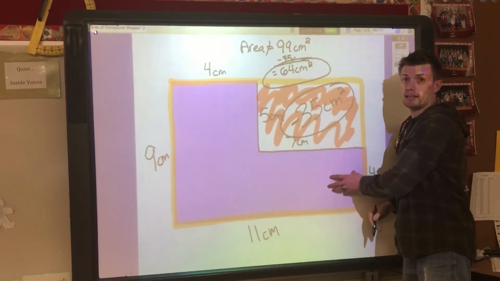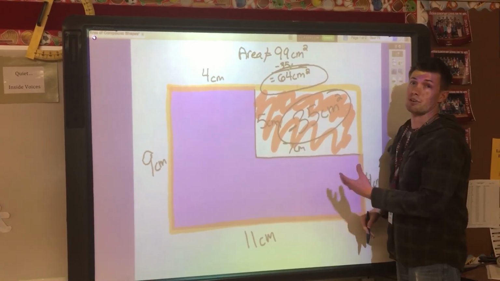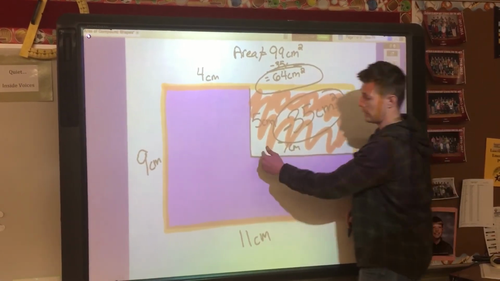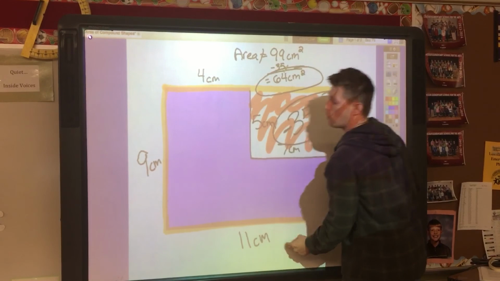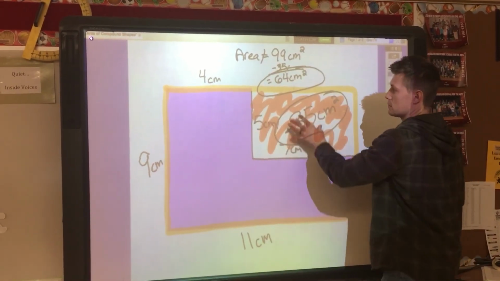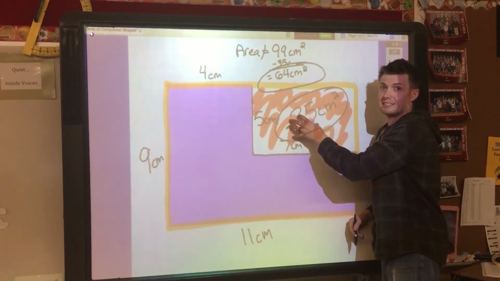So there are two ways to get the area of a complex shape when they are rectangular. It's either breaking these down into rectangles or finding the large area and subtracting the piece that we didn't need to shade in.